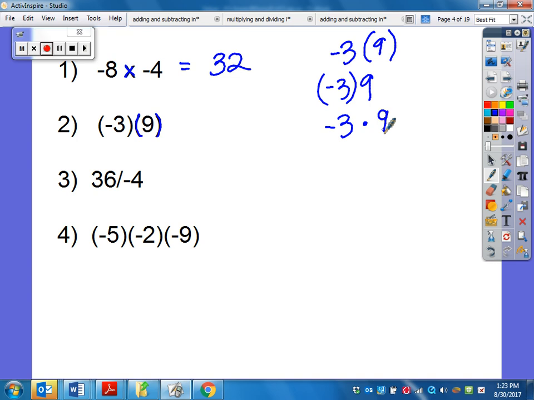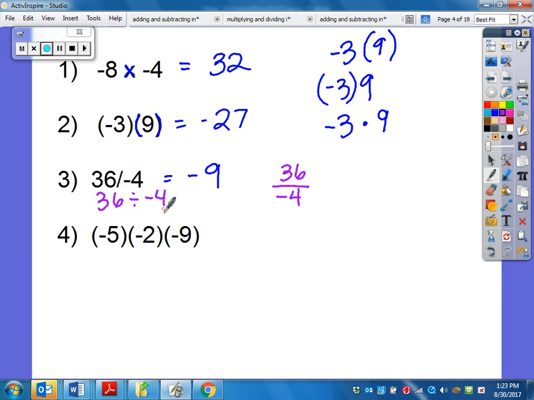So negative 3 times 9 is negative 27 because there's only 1 negative. Number 3 shows division. 36 divided by negative 4 is negative 9. There's only 1 negative number in the problem, so the answer is going to be negative. Another way that in 6th grade we also show division is by using fractions. That's the same problem as this one.